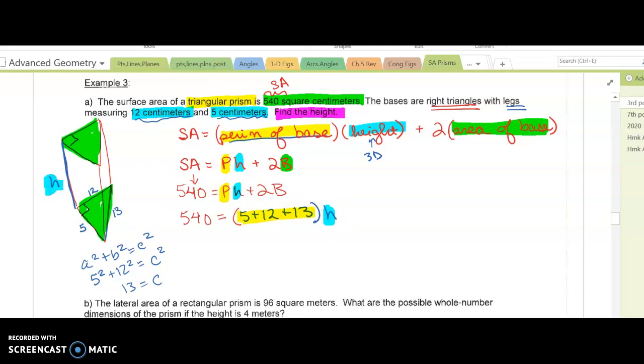Okay, and now I'm ready to come over here and add 2 times area of the base. My bases are triangles, and that's how I know I'm going to use 1/2 base times height. On a right triangle, the height and the base are those two sides that make up the right angle. They're the altitudes. So we're going to say 540. 5 plus 12 is 17. 17 plus 13 is going to give us 30. H plus 2 times.